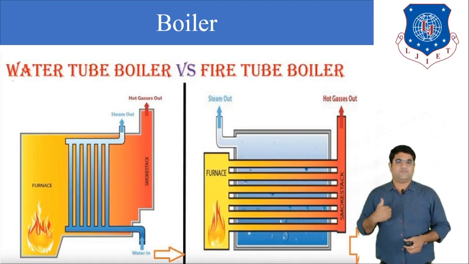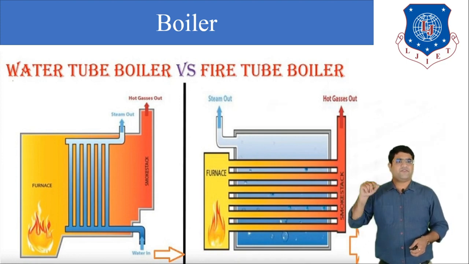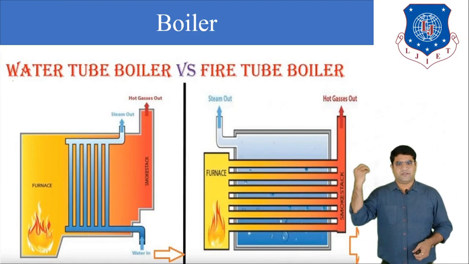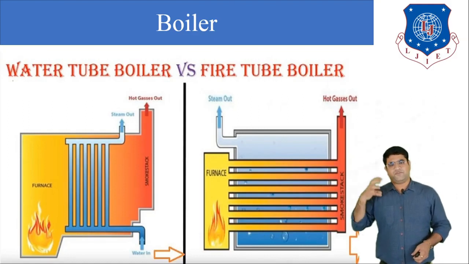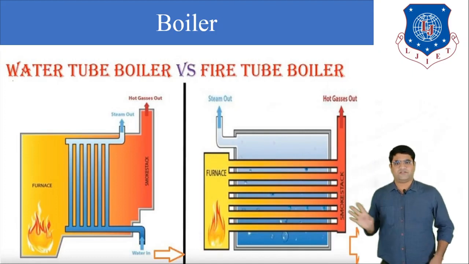Okay, so ultimately what happens, the flue gases will transfer the heat to the tube, and from the tube the water will gain some heat. Okay, and ultimately the flue gases will travel outward from the chimney. Okay, so this is the simple diagram of the fire tube boiler.